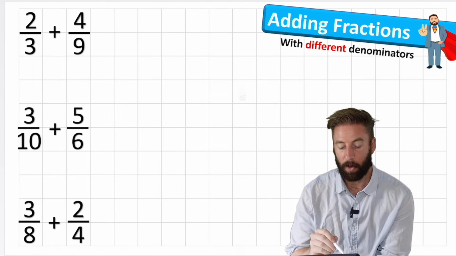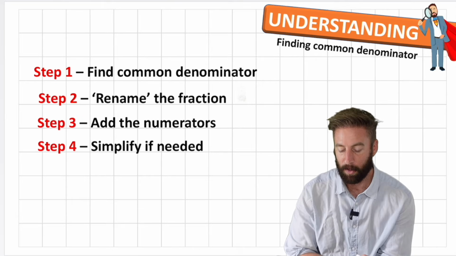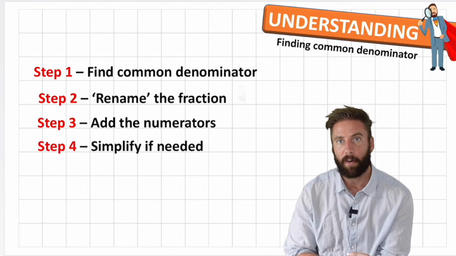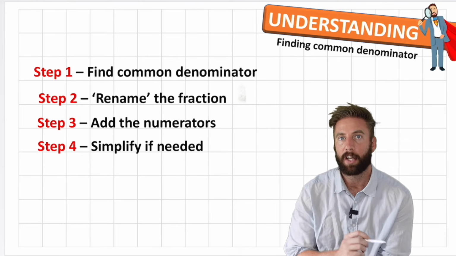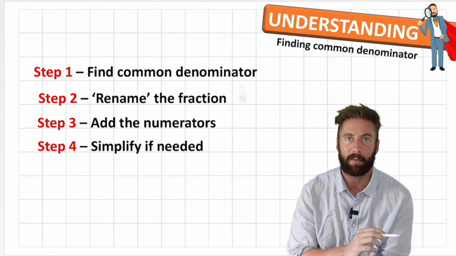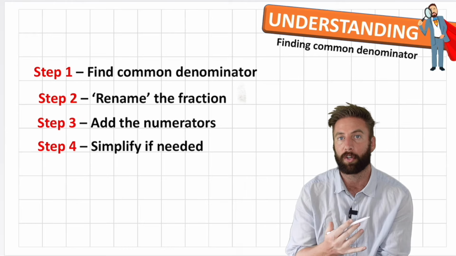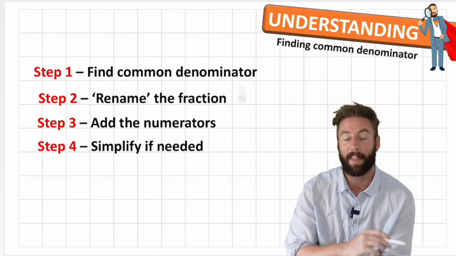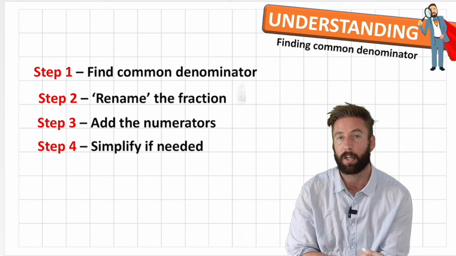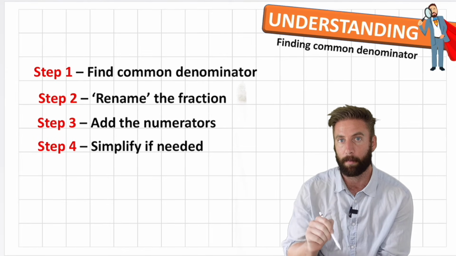So let's jump into our understanding stage to find out the steps to solving this. So step 1 says find a common denominator. So we're going to be looking at equivalent fractions. So if you haven't checked out my previous video on equivalent fractions, or you don't have a good understanding of equivalent fractions, press pause on this video, go and check that out, and then come back to this, because equivalent fractions is something we're going to really need to understand before we can move on with this.